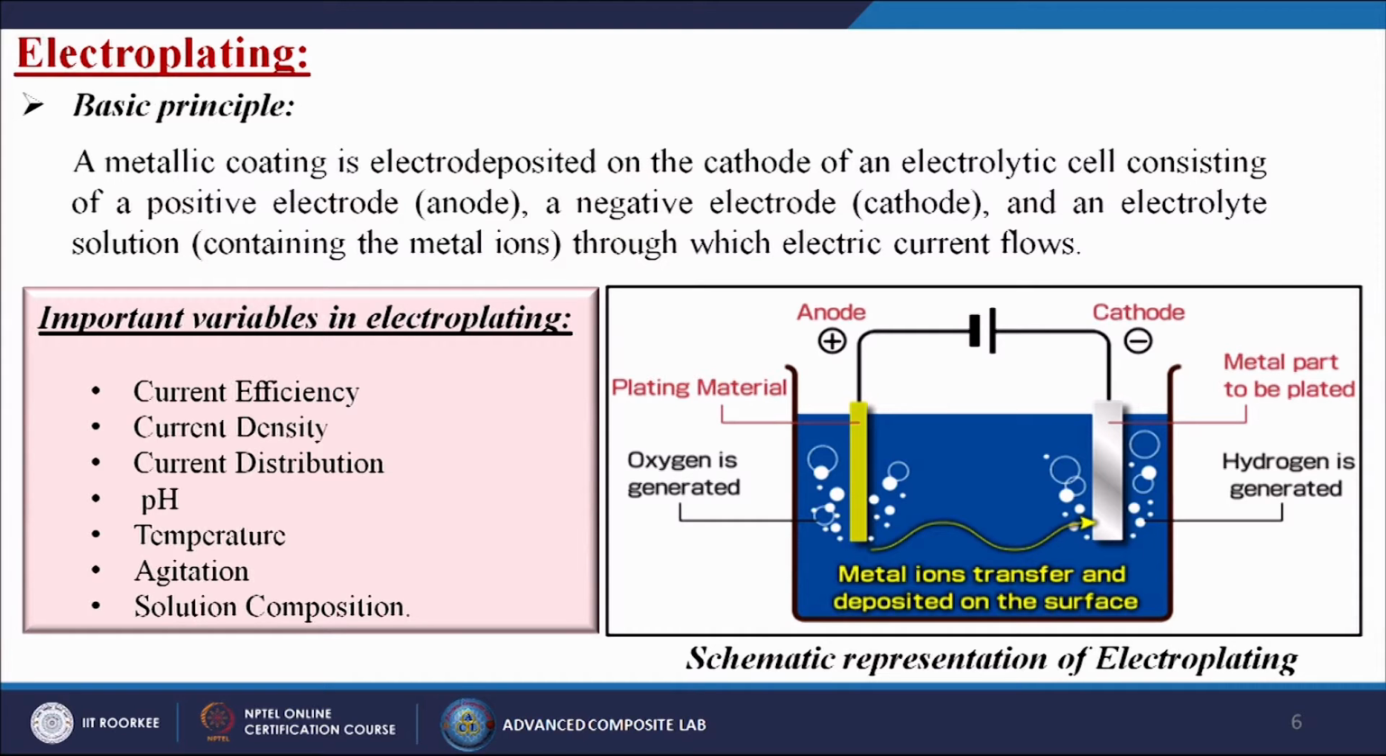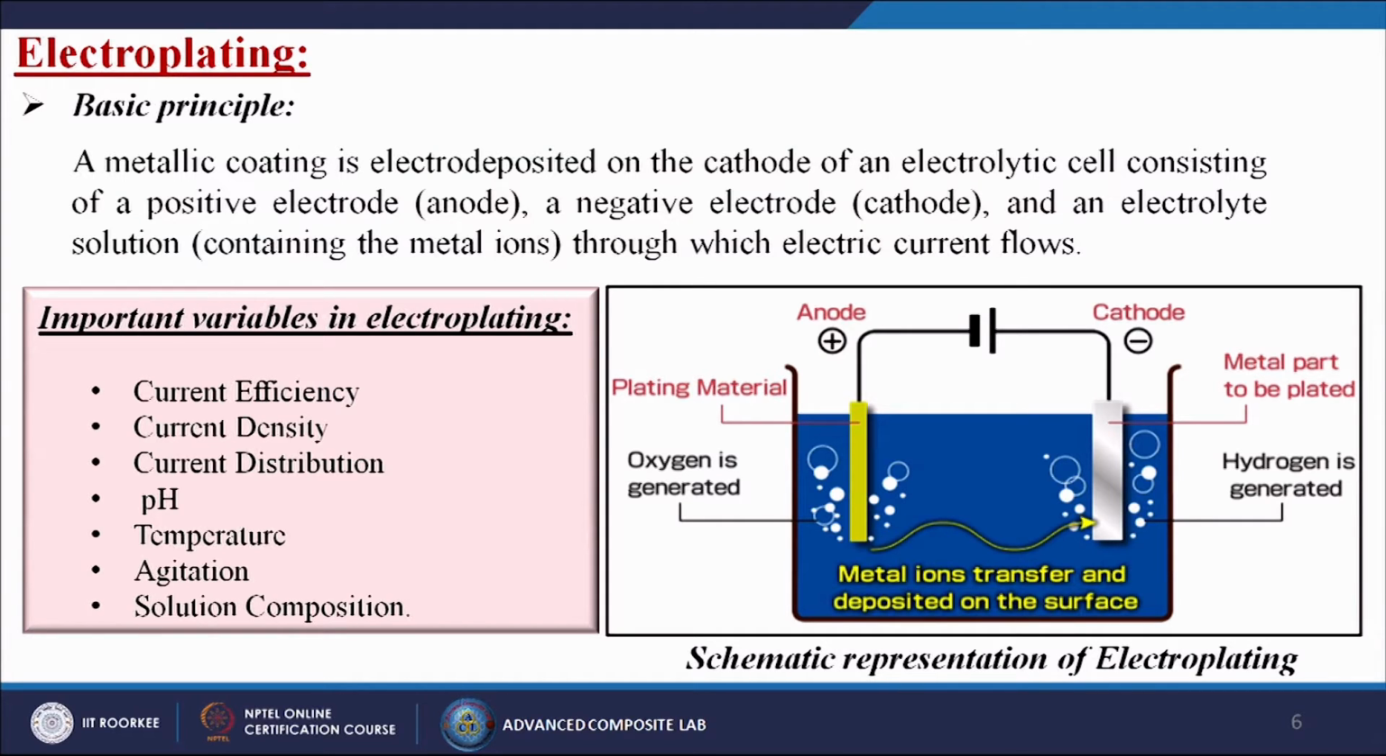The important variables in electroplating techniques are current efficiency, current density, current distribution, then pH of the solution, temperature, agitation and the solution composition. These are all the different input variables for electroplating which can determine the efficiency for this particular purpose. Here on the right hand side is the figure I have already discussed. This is the schematic representation of the electroplating technique.